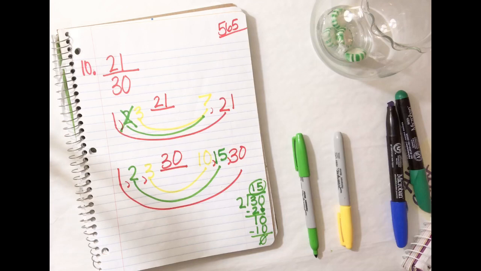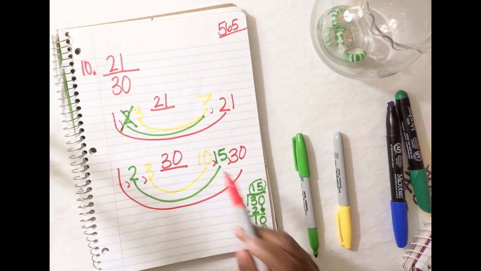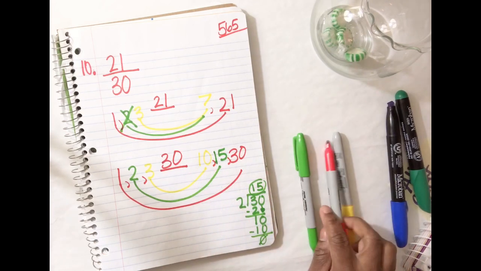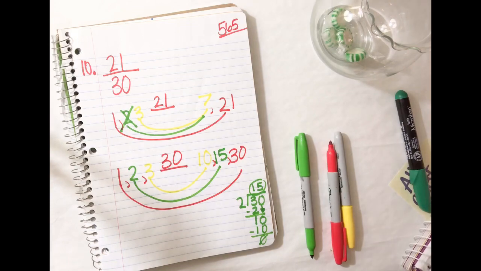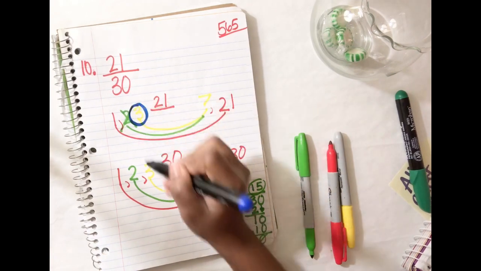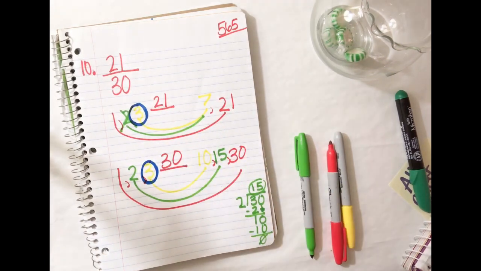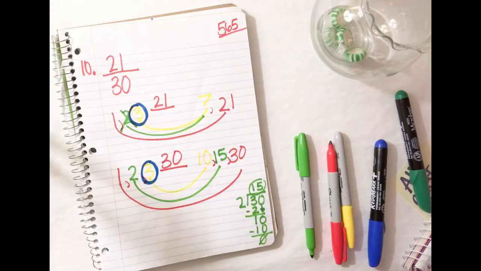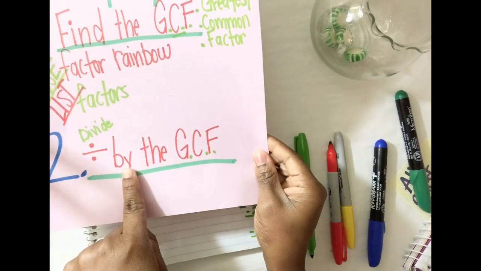So now let's find the GCF. What is the greatest common factor? What's the highest number they have in common? The highest factor they have in common is 3. So now the second rule is to now divide by the GCF.